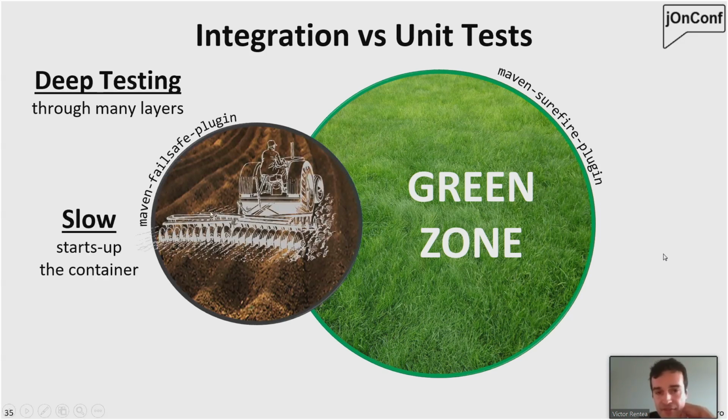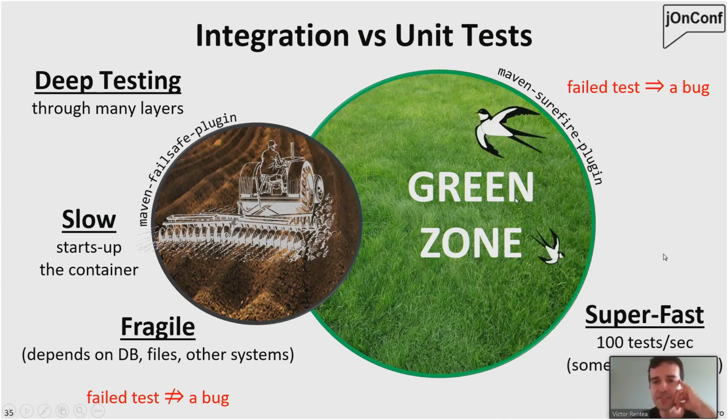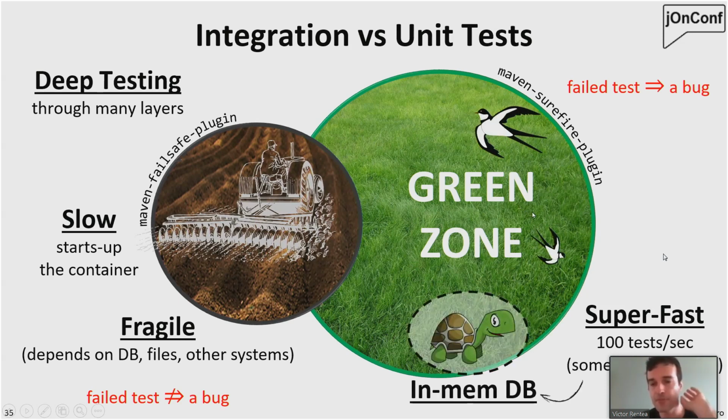This is a lot deeper than just testing some methods and some functionality in the green zone. It goes through many layers. It's way slower because it starts up a container, maybe some external resources, and also fragile because, as I said, if this fails, you won't trust that it's a bug. You will have this feeling going on that, oh my God, it should be their fault, right? Now, if a test fails in the green zone, it's surely a bug. These tests in the green zone are super fast, and some of them can be slower, however, in case you start an in-memory database or boot up Spring, as we will do today.